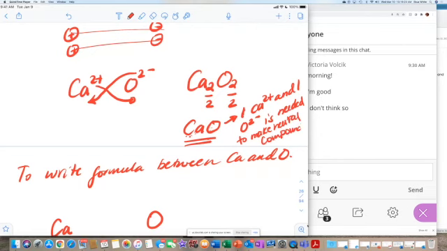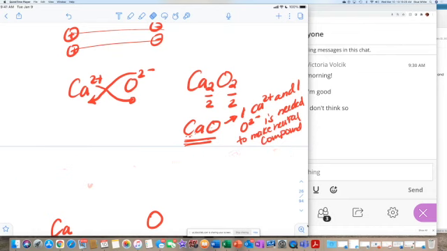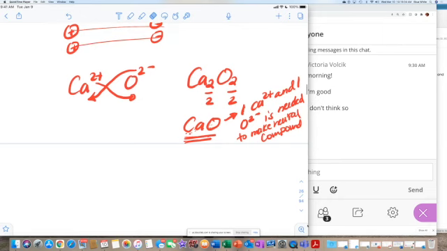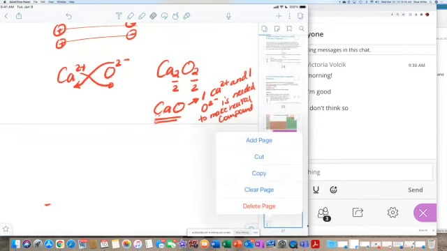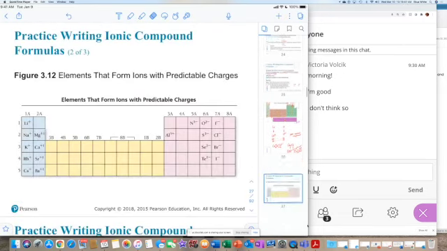That is what you're communicating when you look at this compound right here. One of each, 1 calcium ion and 1 oxide ion. Okay, that's it. So that should be our answer right there. I don't need this page anymore. I can delete the page. Oh, and I can delete this one too.